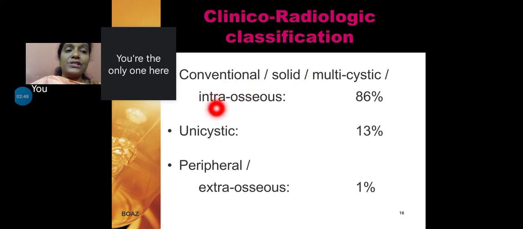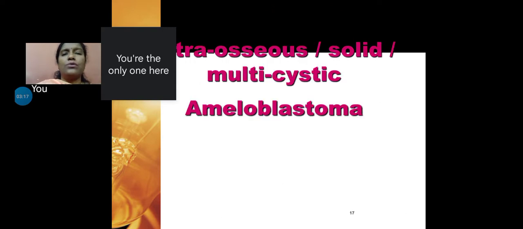Similarly, intraosseous, instead of having multicystic, if you have a unicystic lesion. Multicystic means many cysts, unicystic means a single cyst. This comprises a very small percentage of cases, that is 13%, known as unicystic ameloblastoma. Then we have the extraosseous type of ameloblastoma, which occurs outside the jaw bones in the soft tissues, that is inside the gingiva, the closest soft tissue to the jaw bones. Extraosseous ones, peripheral lesions, are very small, 1% of the cases.